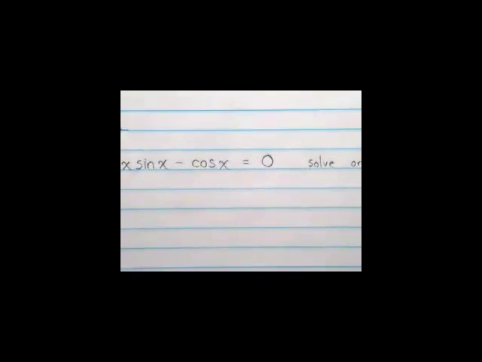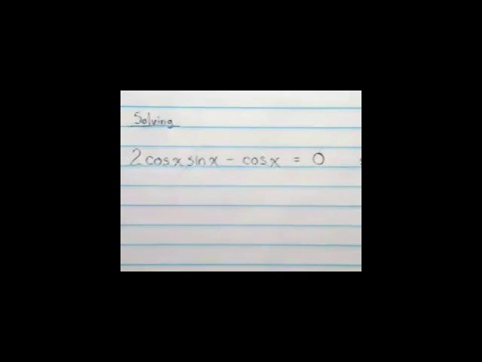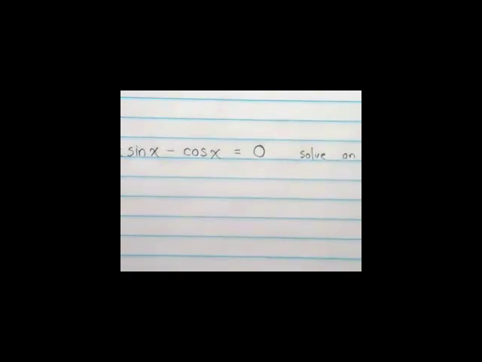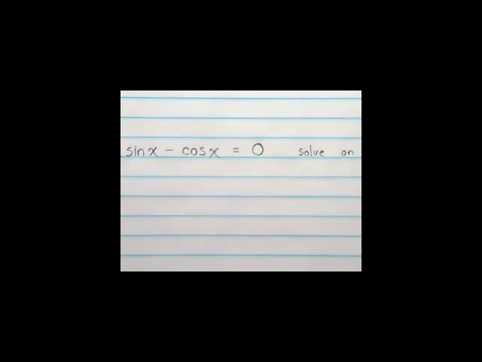Okay, so we're going to look at that. We've got 2 cosine x sine x minus cosine x equals 0. And then I want to solve on the domain 0 to 2 pi. Because like we found doing trig stuff back in chapter 4, if I don't give you a domain to work with, there's infinite answers you could have for this.